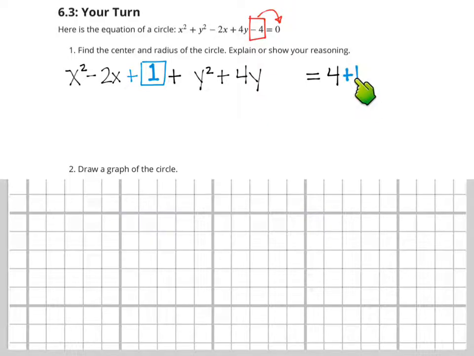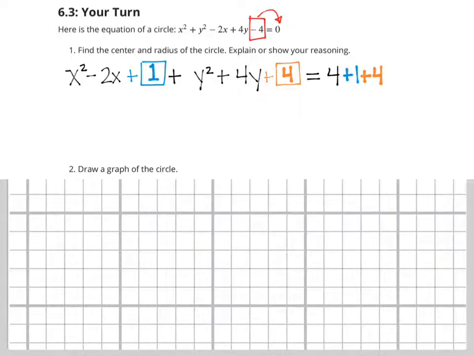Now we're going to look at this other one that we want to make a perfect square trinomial, and we want to know what to put in this box. We take half of 4, which is 2, square it, and that equals 4. So if we added 4 to the left, we have to add 4 to the right.